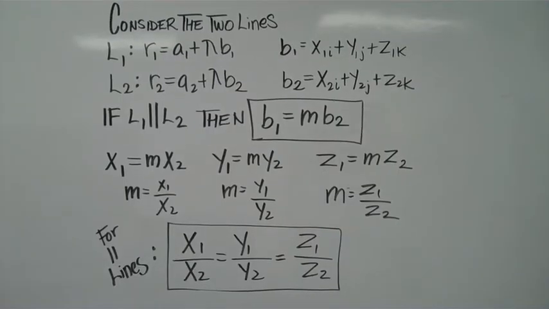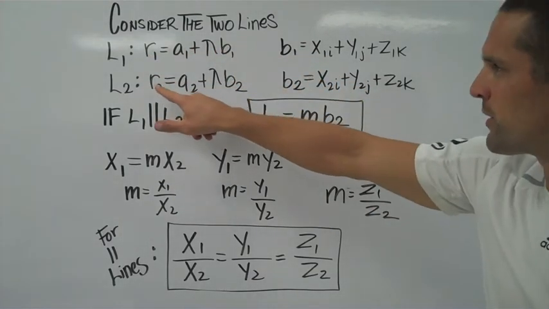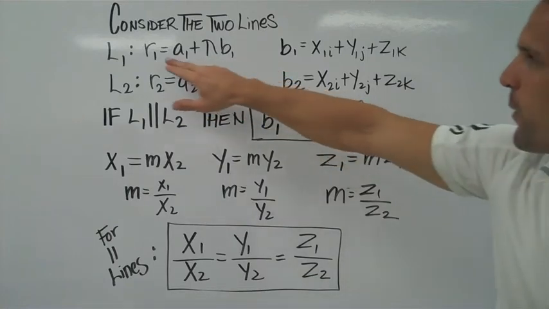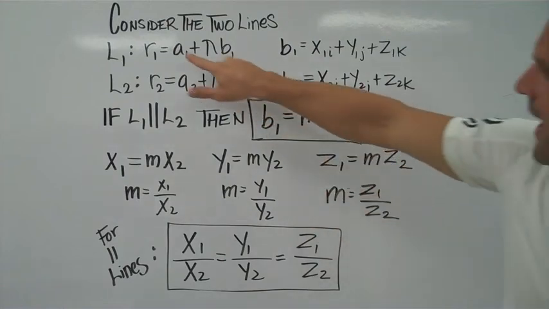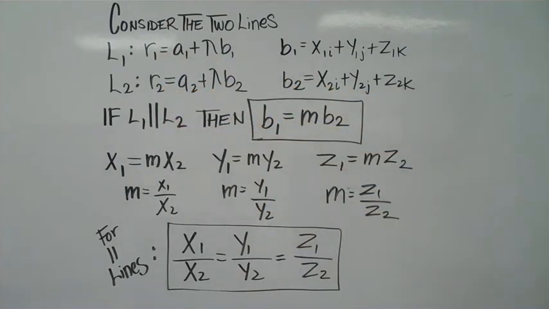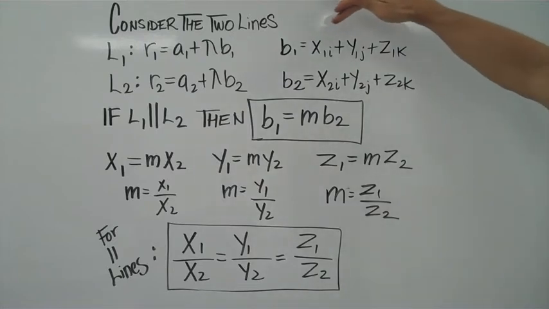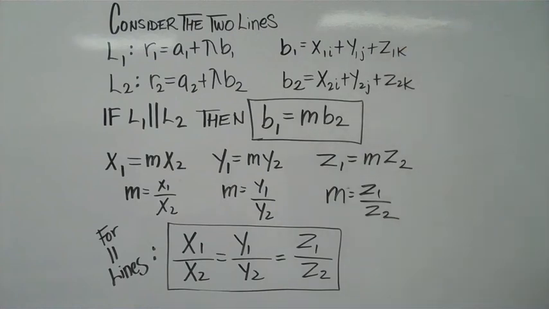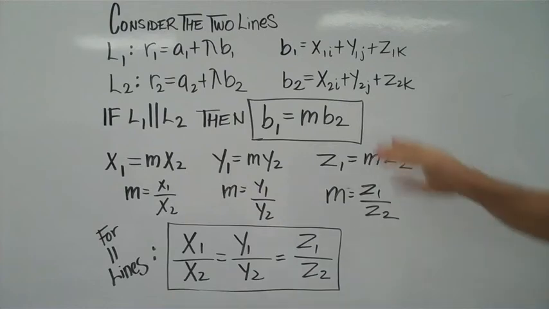We're still considering these 2 lines. Line 1 is r equals a plus lambda b. Line 2 is a plus lambda b. We've got subscript 1, 1, 1, subscript 2, 2, 2. Well, here, a and r are all position vectors. They have their tail starting at 0, 0. b, remember, is a directional vector. It tells you how to get from point A to point P. Well, b is x1, y1, z1, and x2, y2, z2. If the lines are parallel, if line 1 is parallel to line 2, then this is the big jump.